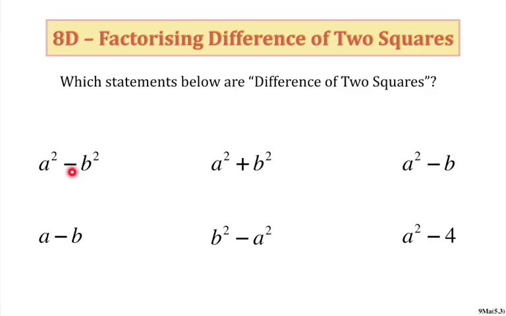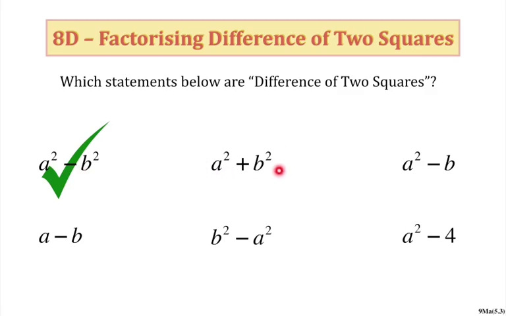There's a minus sign, a difference. There are two terms. So we've got our difference of 2. We've just got to check if they're squares. The A has a squared above it. The B has a squared above it. They are perfect squares. The reason they're perfect squares is because A times A gives A squared and B times B gives B squared. So the first one, yes, it is a difference of two squares.